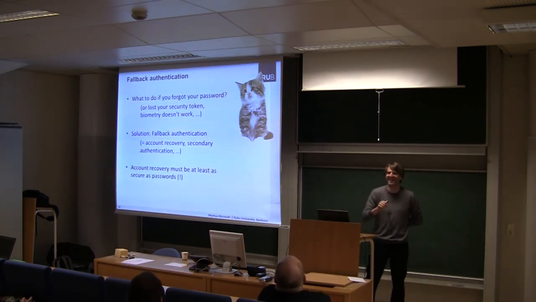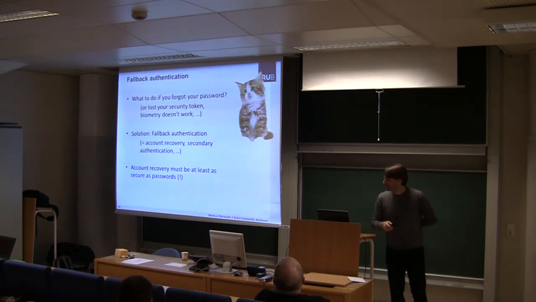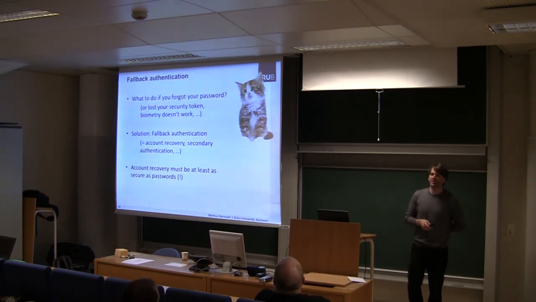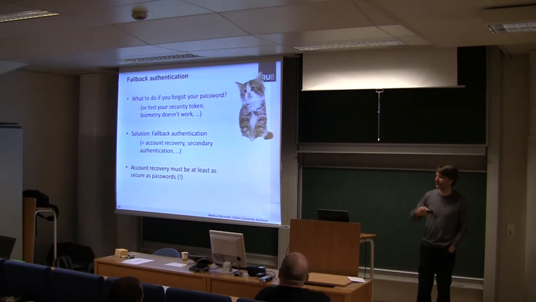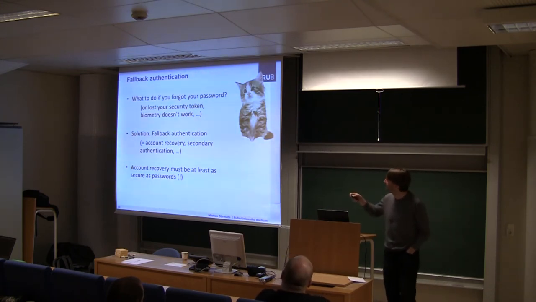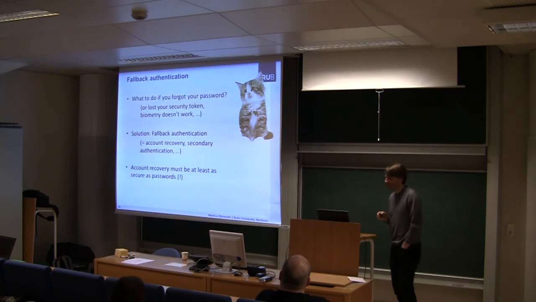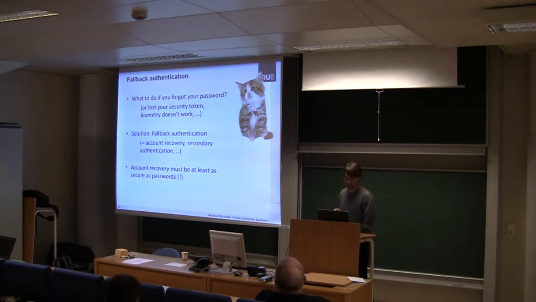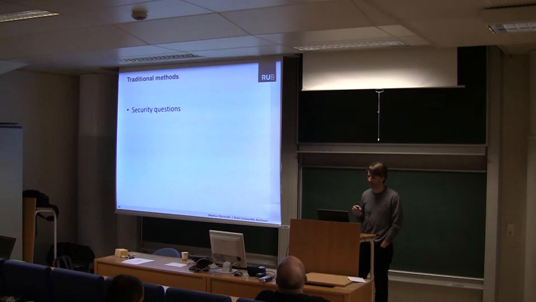Wonderful. What is fallback authentication? All of you know. You forget passwords, you lose security tokens, and you cut your fingers so that your fingerprint sensor doesn't recognize you anymore. This is bad, so you need a way to regain access to your account or to reset your passwords. There are many names for fallback authentication: account recovery, secondary authentication, password reset, whatever, you name it. And of course, if the account recovery is less secure than the original mode of authentication, then the attacker will attack that. So it has to be secure.